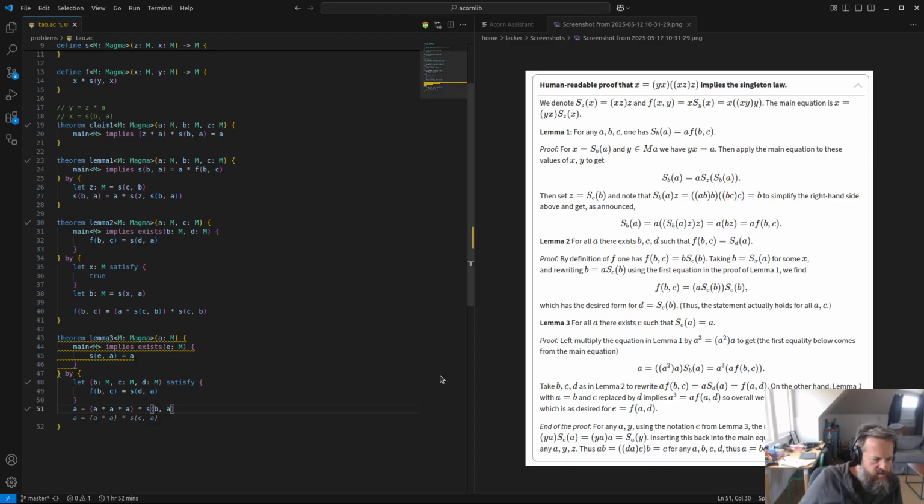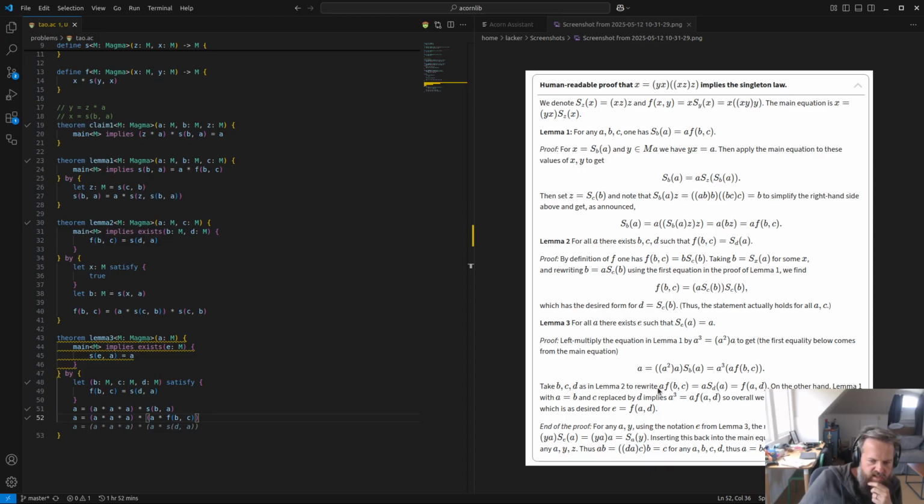We want that A equals this thing. Oops. So this is A cubed, and then we operate by A operation FBC. Great, that makes sense as well. Okay. Now we're back here. Take BCD as in lemma 2 to rewrite this stuff.